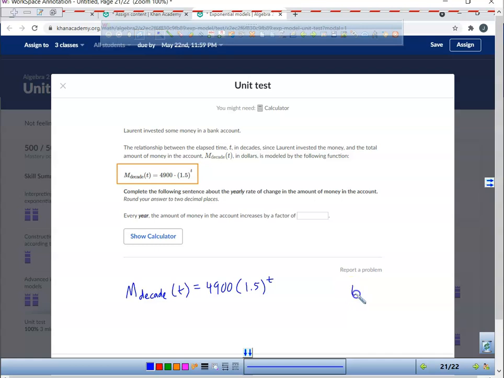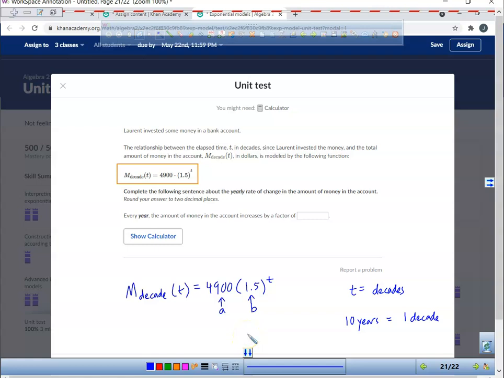Okay, guys, t equals decades. What is a decade? 10 years equals 1 decade. What are we starting with? 4,900. What's our growth factor? 1.5.